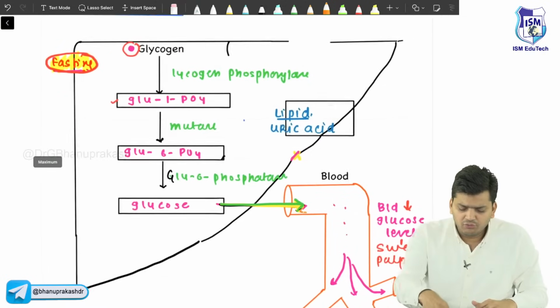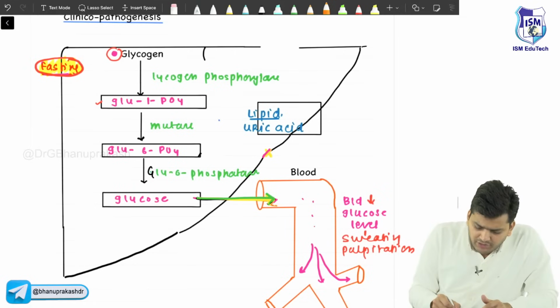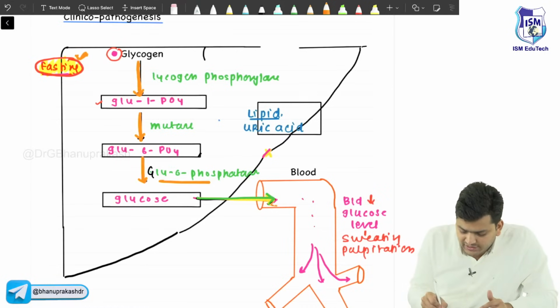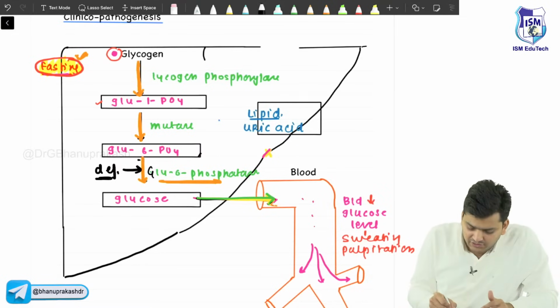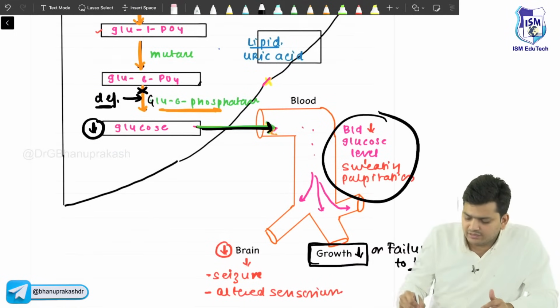Because the child is in the fasting state, the liver will cut the glycogen. When you cut the glycogen in the fasting state, you will get glucose 1 phosphate and glucose 6 phosphate. You could have converted it into glucose. For that, which enzyme is required? Glucose 6 phosphatase. But this child does not have this enzyme. There is a deficiency of this enzyme, so this reaction will not happen. The glucose will be less, and the child will go into hypoglycemia.